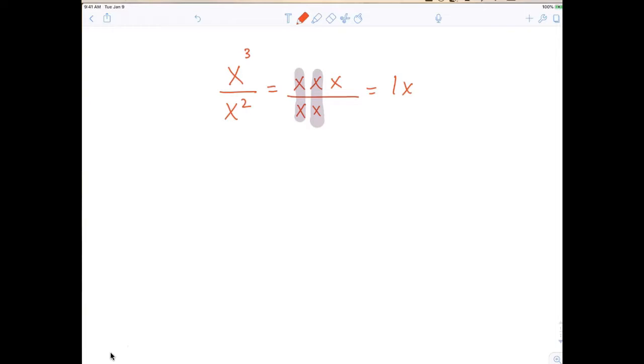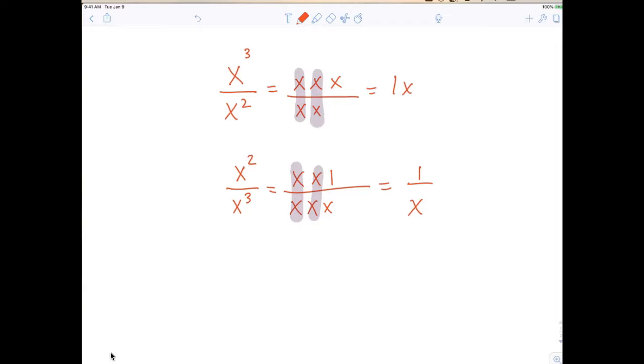Now I want to look at something else. If I have, for example, x squared over x cubed, that is equivalent to x over x times x times x. So now what happens? Still x divided by x is 1, x divided by x is 1, and we now have what? The solution would end up being 1 over x, not just x. It's 1 over x. There are more x's in the denominator than in the numerator, so we would then have to leave the extra x in the denominator.